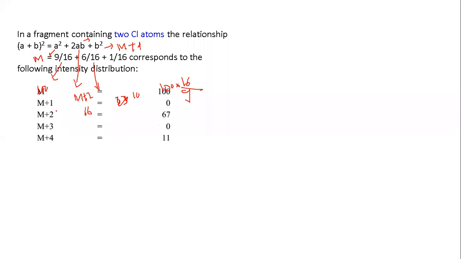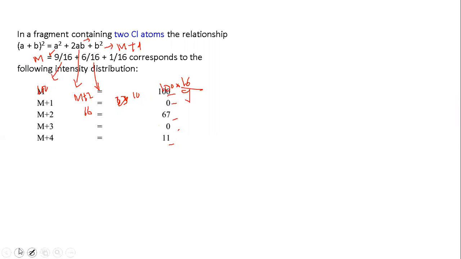Understood? So M will be 100, M plus 1 will be 0, M plus 2 will be 67, M plus 3 will be 0, and M plus 4 will be 11. If you divide properly, you will get the 67 and 11 values. Okay, so this is the thing.